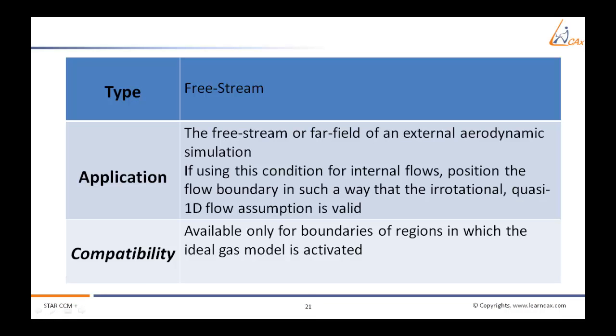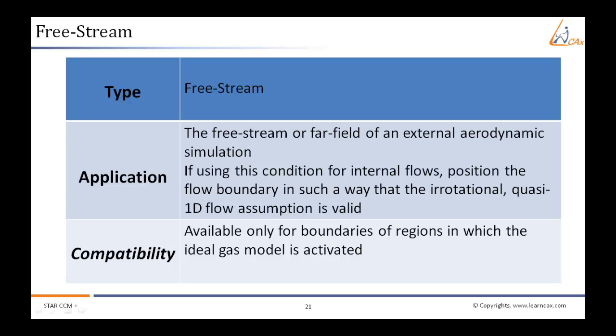Let us see the next boundary type. The free stream boundary represents the boundary of a bubble of fluid surrounding an object flying through space. The free stream boundary condition is based on extrapolation of Riemann invariants under the assumption of irrotational quasi-1D flow in the boundary normal direction.